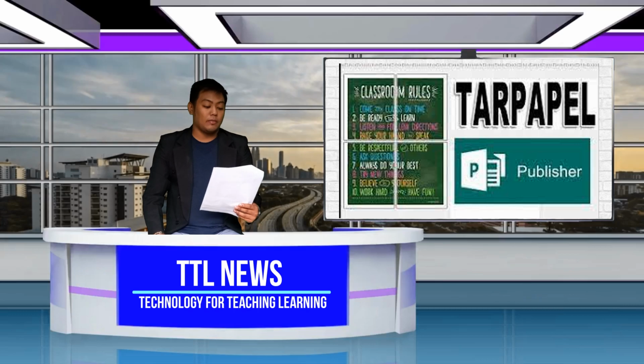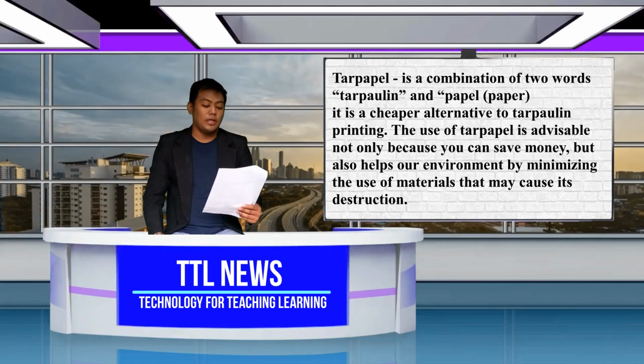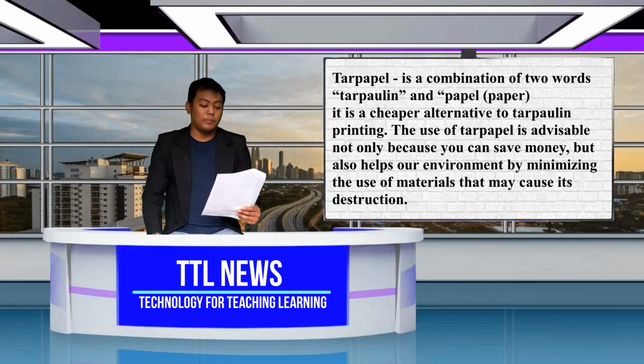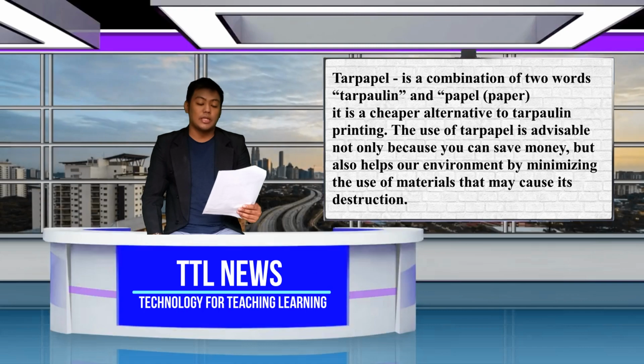Next is Tarpapel. It is a combination of two words, tarpaulin and papel, or paper. It is a cheaper alternative to tarpaulin printing. The use of Tarpapel is advisable not only because you can save money, but also because it helps our environment by minimizing the use of materials that can cause its destruction.